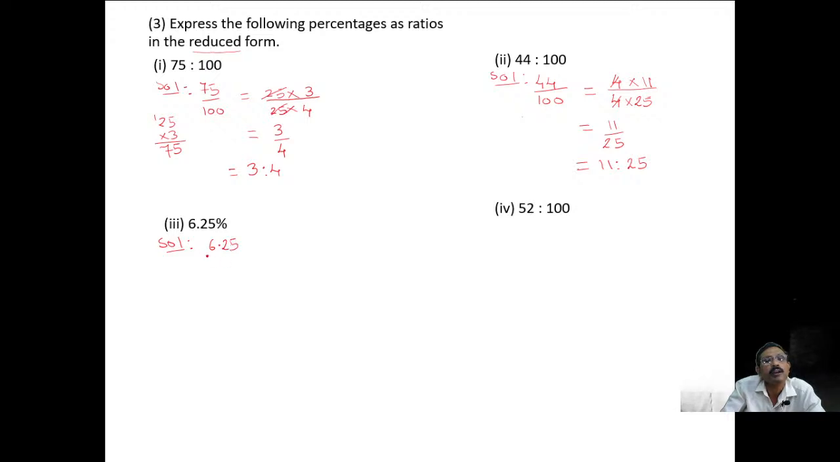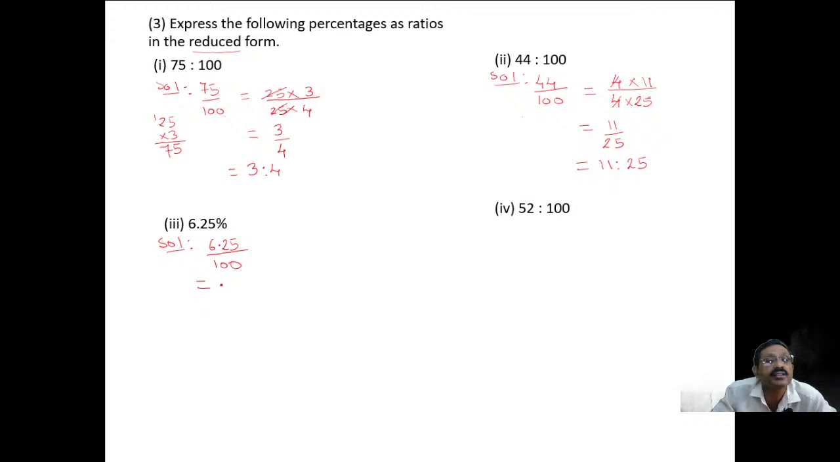6.25 upon, what is this sign called? Percentage. So, percentage is always out of 100. So, 6.25 upon 100, which is equal to. Now, we have earlier studied decimal fractions, haven't we? Right, we have studied decimal fractions. So, there are 2 or 3 ways of solving this sum. You can solve it by the first method, or the second method also. I will show you.